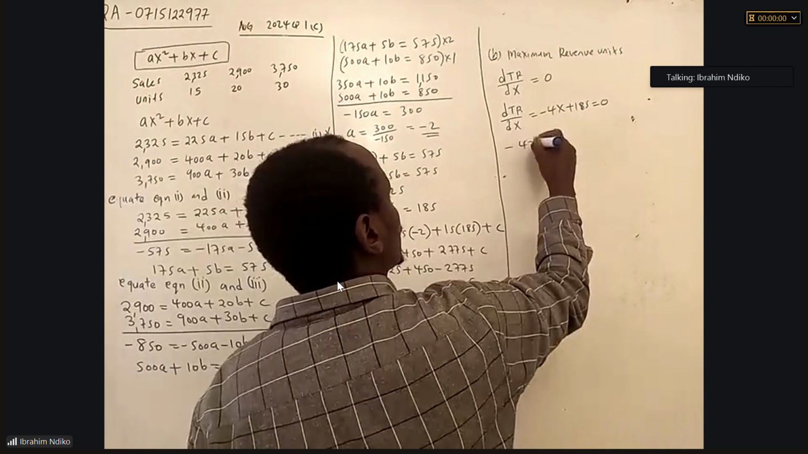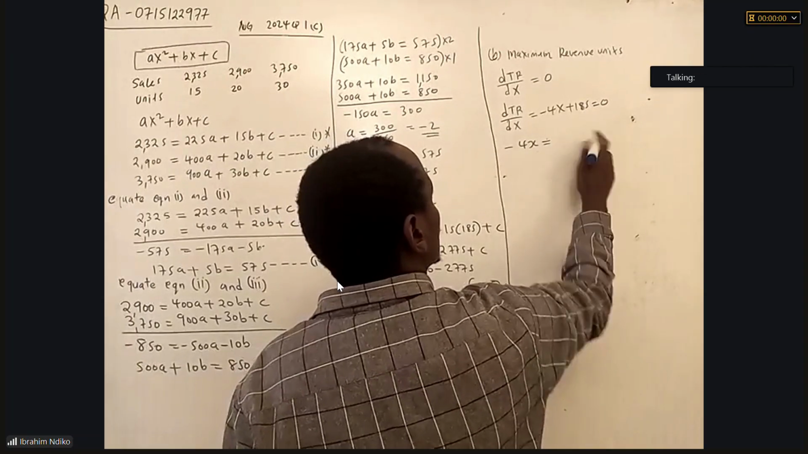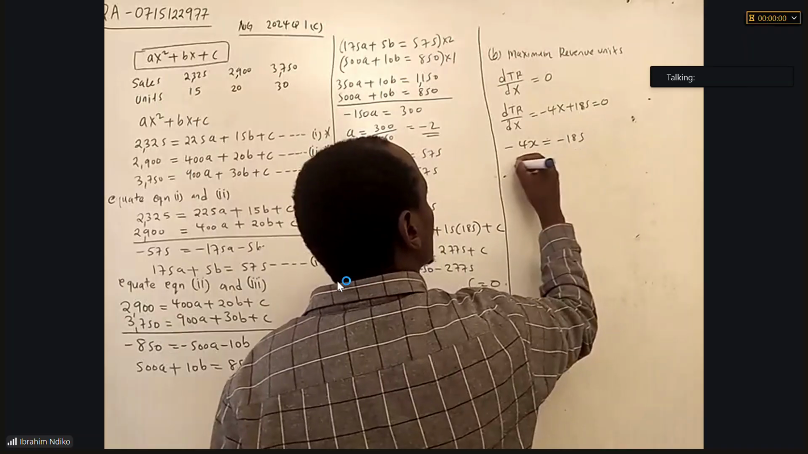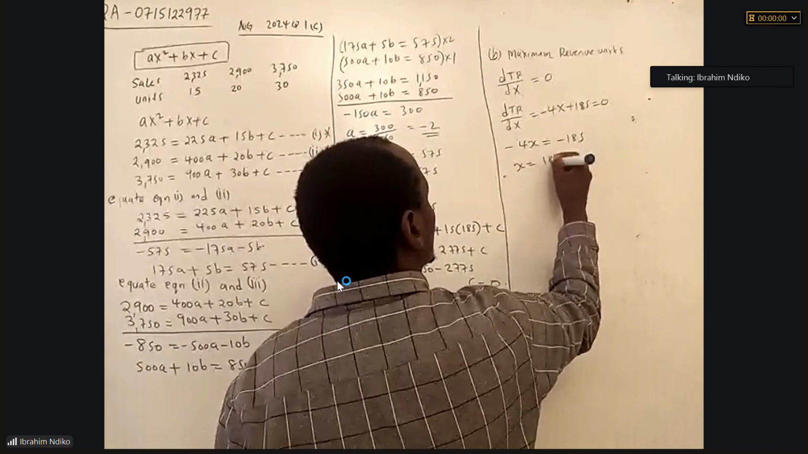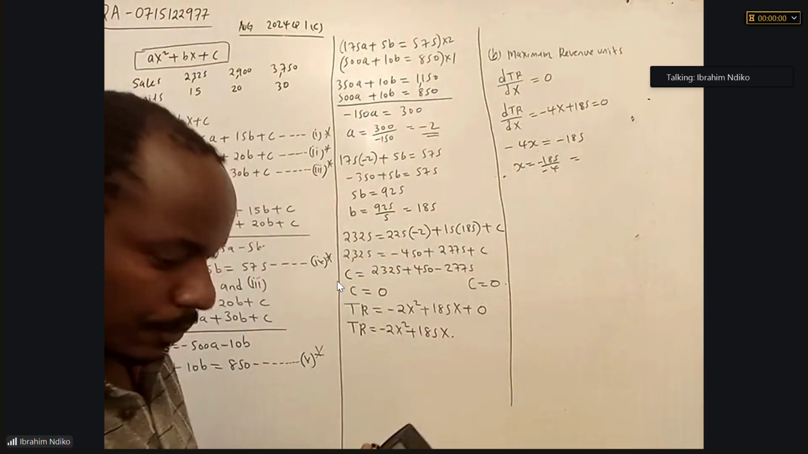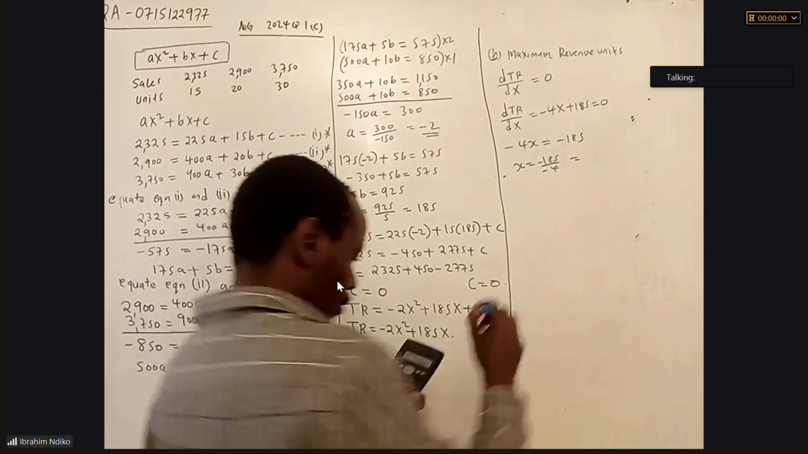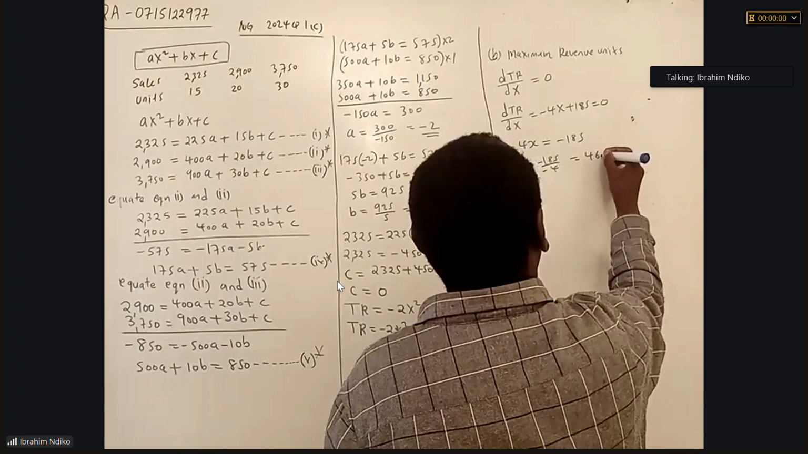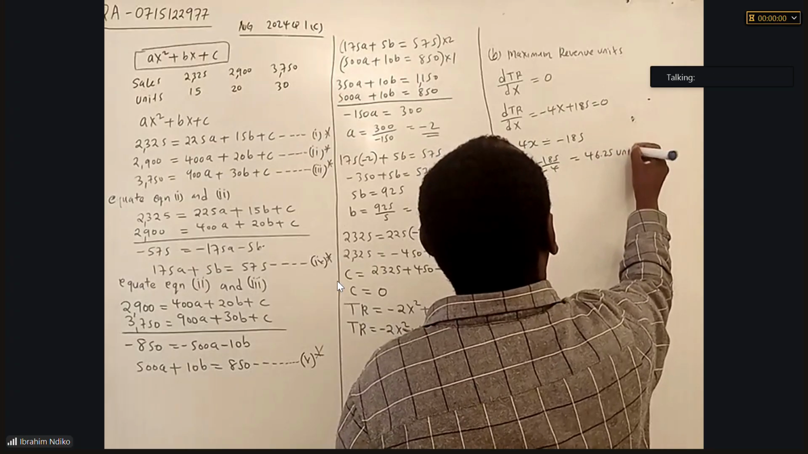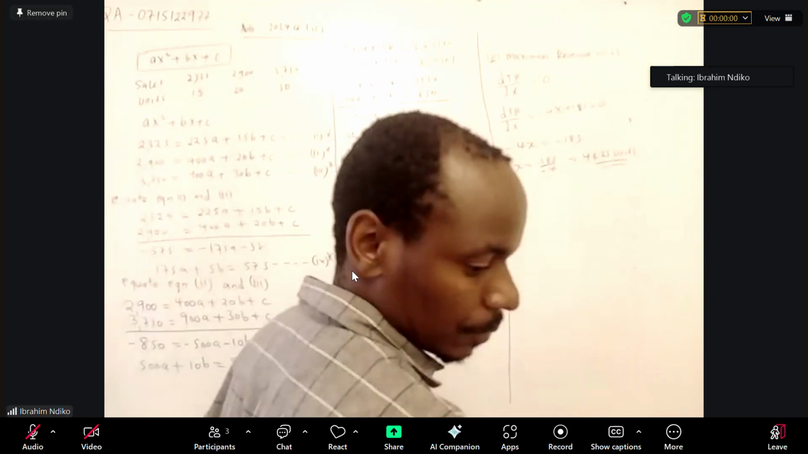So minus 4X equal to minus 185. X is 185 over 4. So what will be the answer? 185 divided by 4 is 46.25 units. We have finished that.